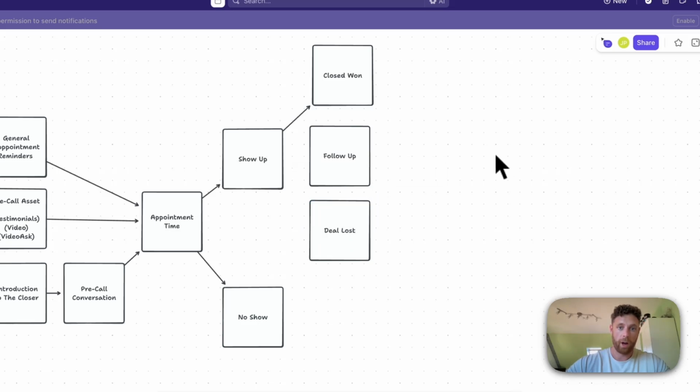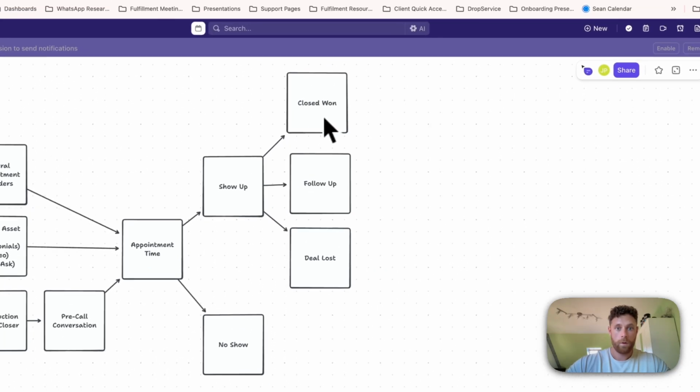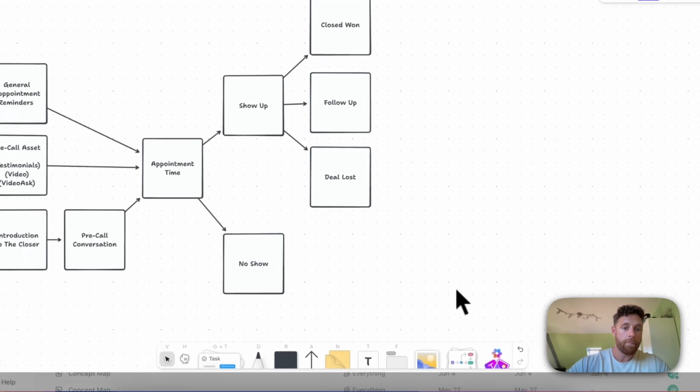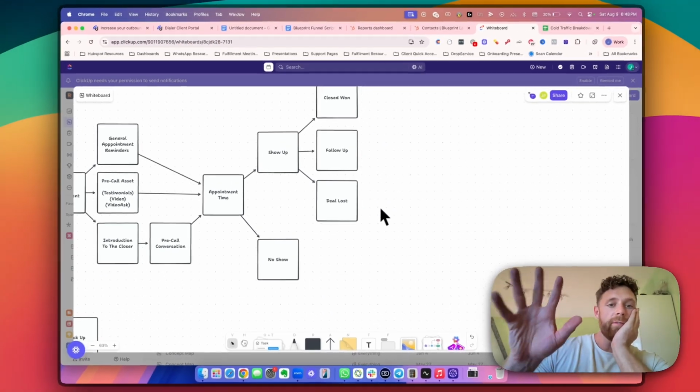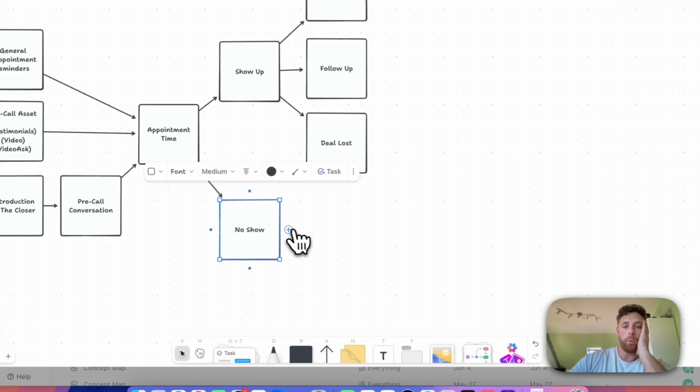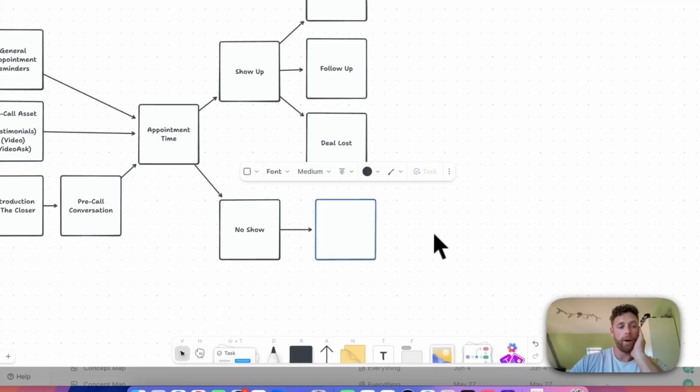Okay, so we got all these. So the follow-up, we have deal lost. And I'm kind of anal about these little boxes. I like to make sure they all line up. All right, so we're going to leave that one for a second, and then we have no-show. So if they don't show up, what are we going to do? What are we going to do about it, right?